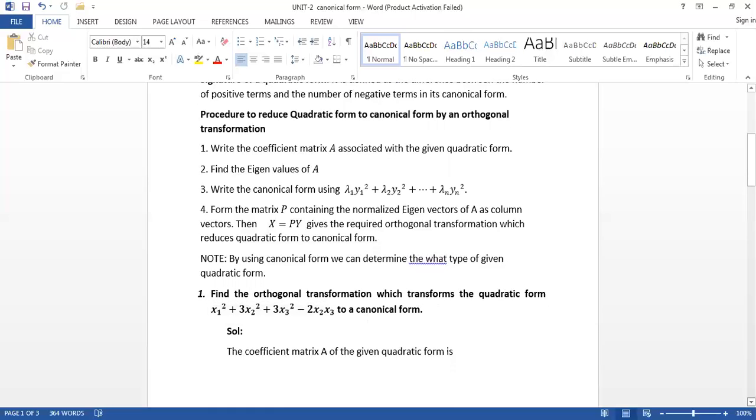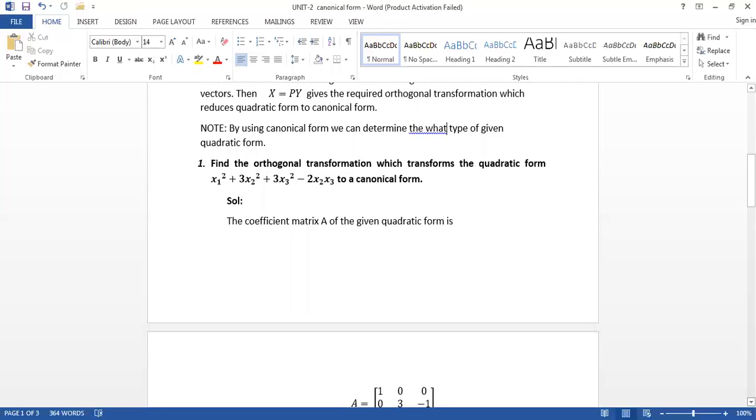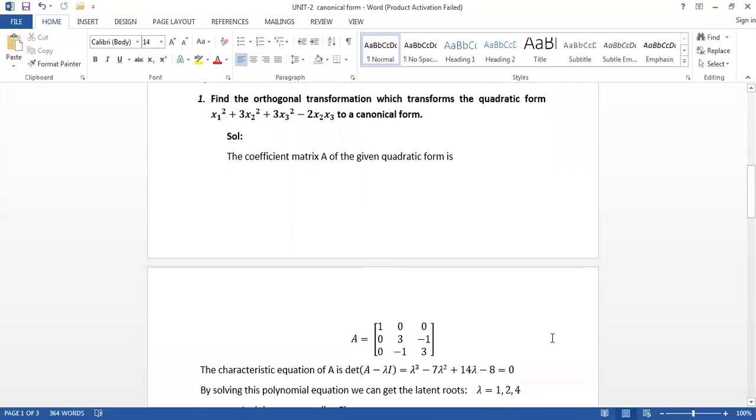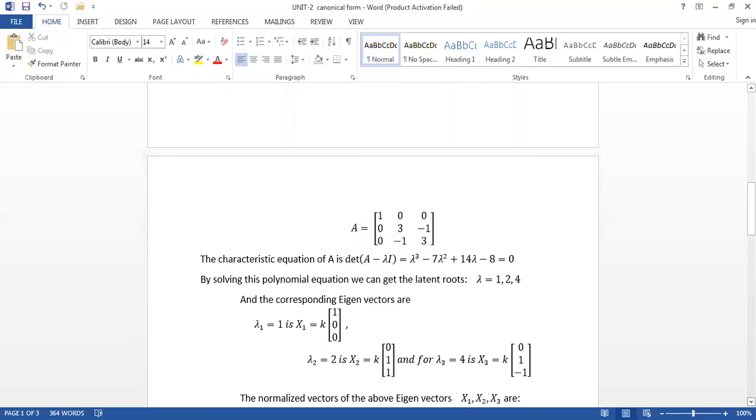So the coefficient matrix A of the given quadratic form is A equals, so the coefficient of x1 square is 1, the coefficient of x2 square is 3, the coefficient of x3 square is 3. So already we know how to write the symmetric matrix corresponding to the given quadratic form. So A equals [1 0 0; 0 3 -1; 0 -1 3]. So now write the characteristic equation, that is determinant of A minus lambda I equals 0.